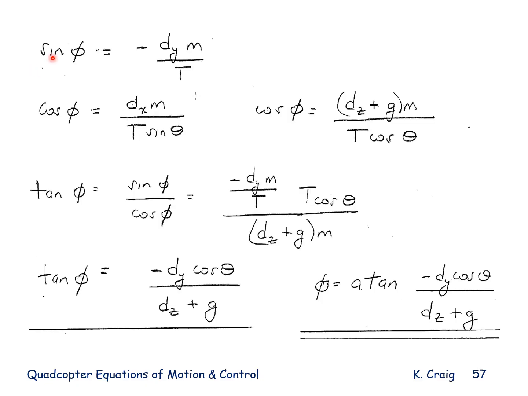I can solve for the sine of phi in expression 2, and I can solve for cosine of phi from the first expression, but also from the third expression. If I place sine of phi over cosine of phi, I get the tangent of phi, as shown here. The tangent of phi is given by this expression, and phi is then the arctangent of minus d sub y cosine theta divided by d sub z plus g. So once I know theta, I can solve for phi.